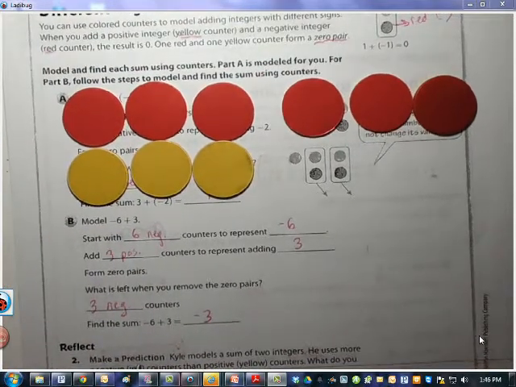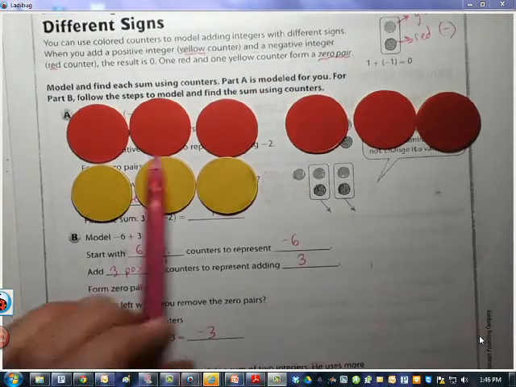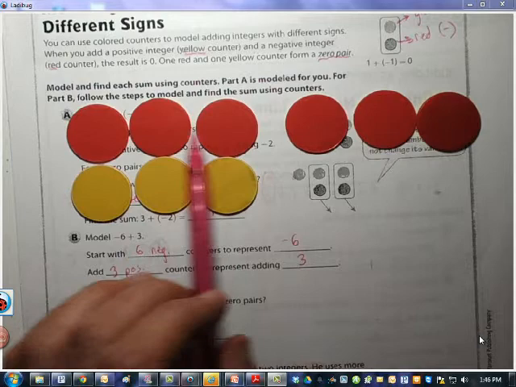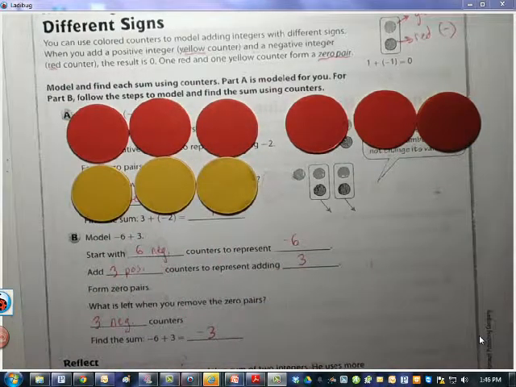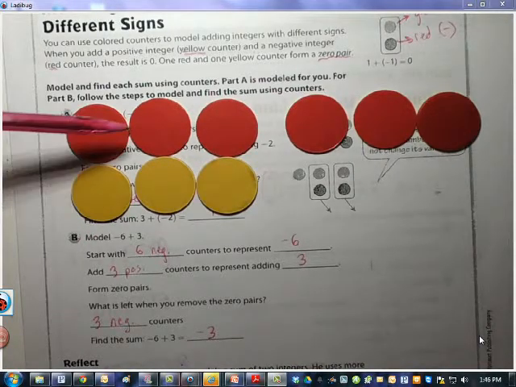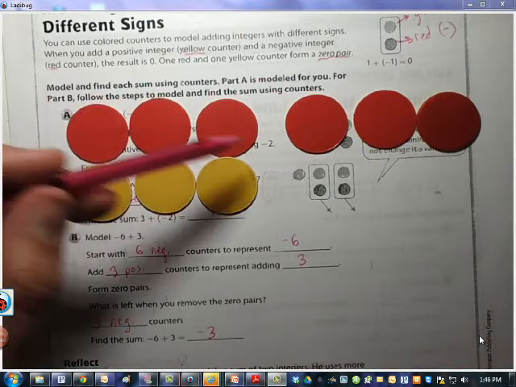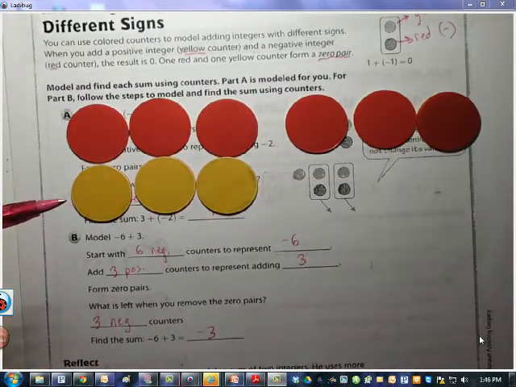The 3 negative counters. So the sum of negative 6 plus 3 is going to be negative 3. So now we're going to make a prediction. Kyle adds a sum of 2 integers. He uses more negative red counters than positive yellow. So in this previous example is a good example. More negative counters than positive, more red than yellow. What do you predict about the sign of the sum? Well, if I pair up the 0 pairs, if I have more red, I will always have some red left over. So no matter what, it always has to be negative.